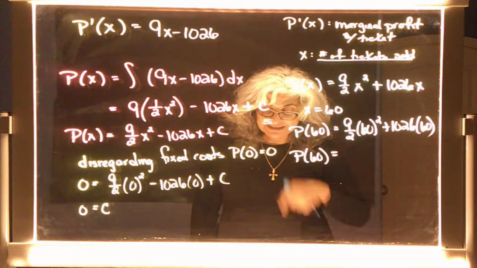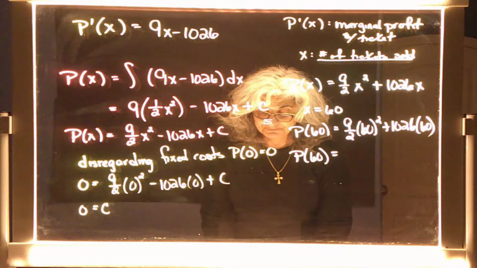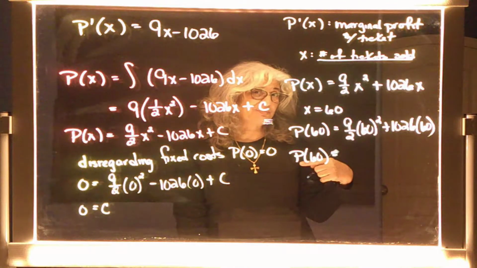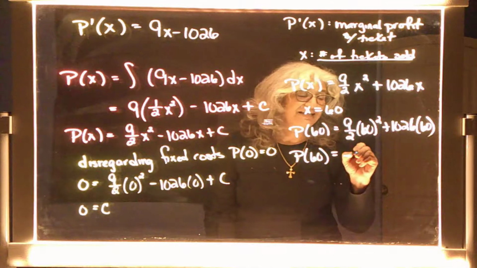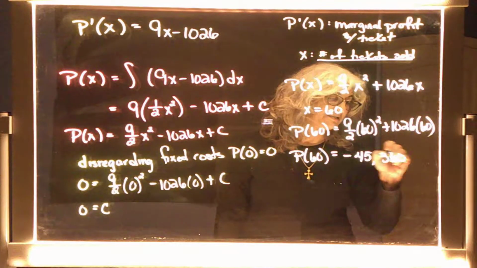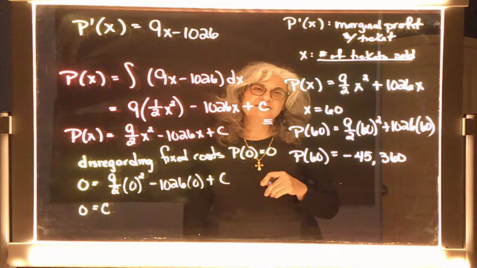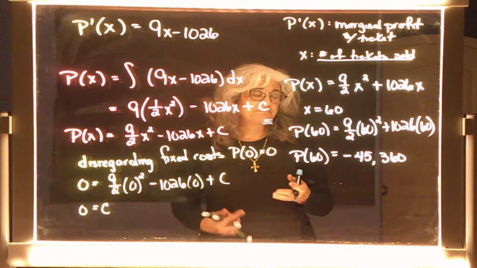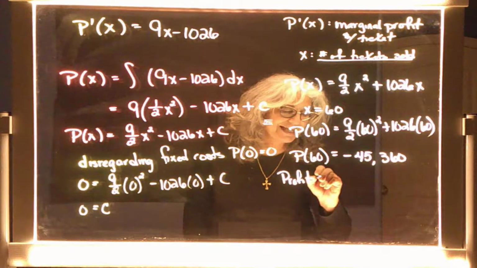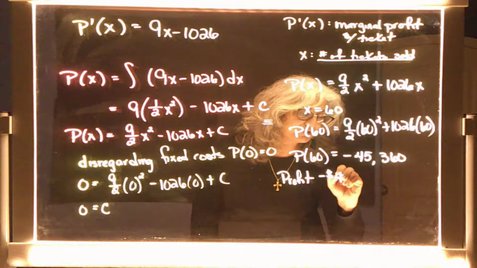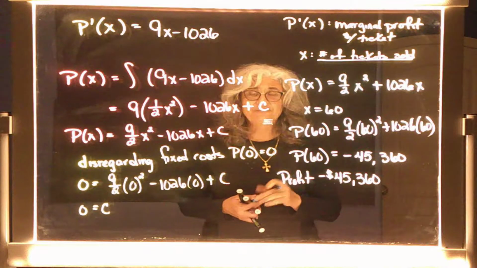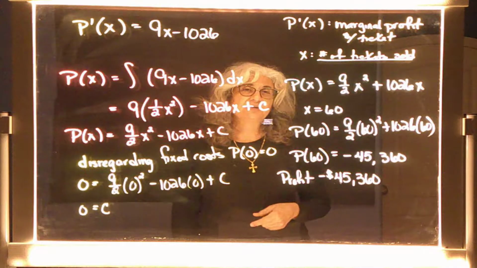My little cheat sheet says, yeah. You're like, wait, did I get the right number? If you got the same number I did, you got the right number. I got negative 45,360. Like, wait, that doesn't make sense. Actually, it does. In this case, your profit is a negative $45,360. What does that mean?